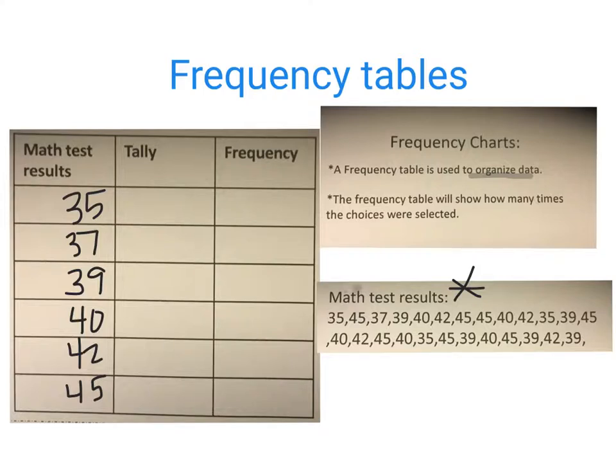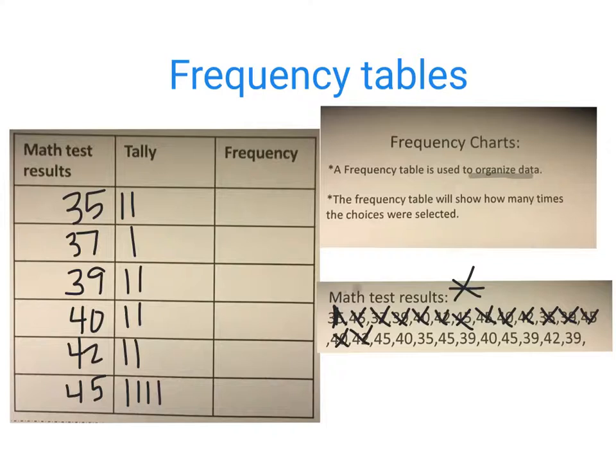What I'm going to do is make tally marks for every single time I see a number. So my first number is 35. Then I see a 45, 37, 39, 40, 42, and I'm going to keep going until all of my numbers are tallied on my chart.